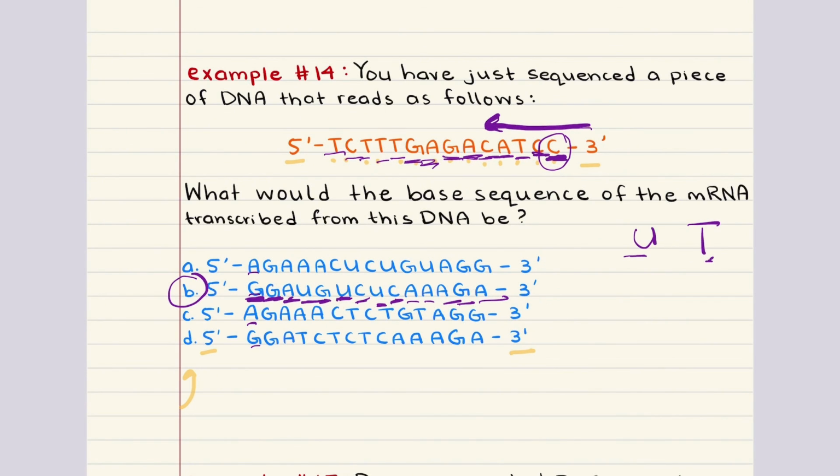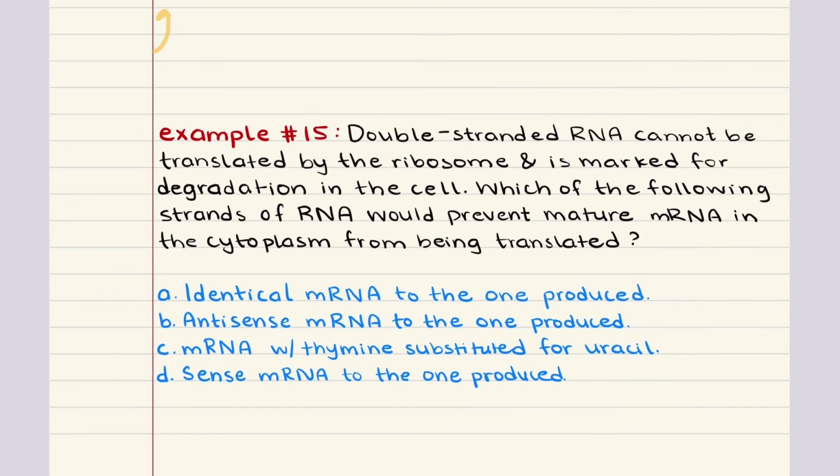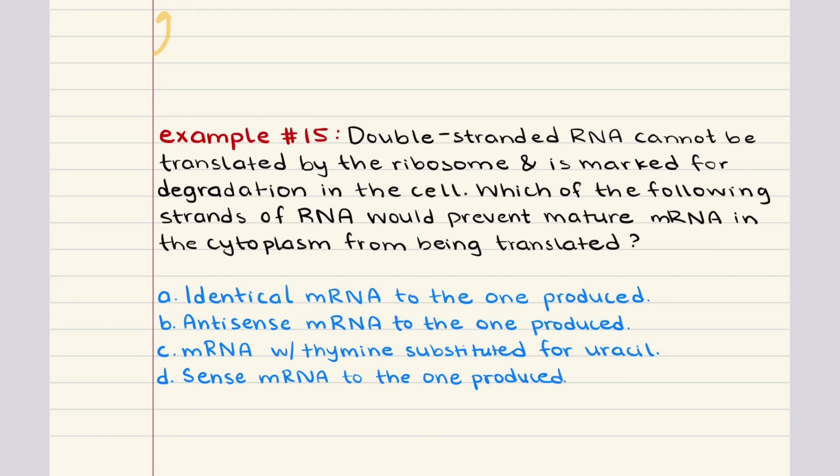Now we can move into our last and final problem for this set. Problem 15 says, double-stranded RNA cannot be translated by the ribosome, and it's marked for degradation in the cell. Which of the following strands of RNA would prevent mature messenger RNA in the cytoplasm from being translated? A says identical messenger RNA to the one produced. B says antisense messenger RNA to the one produced. C says messenger RNA with thymine substituted for uracil. And D says sense messenger RNA to the one produced.